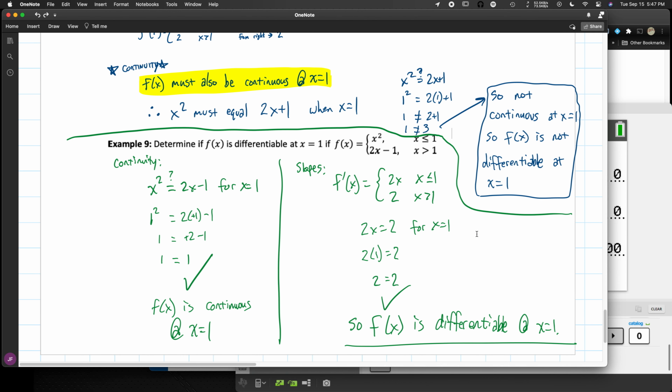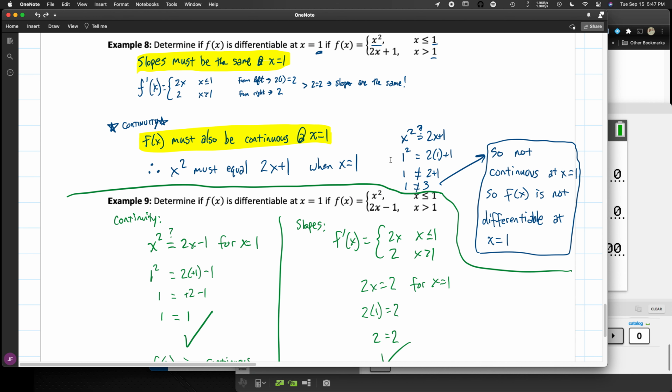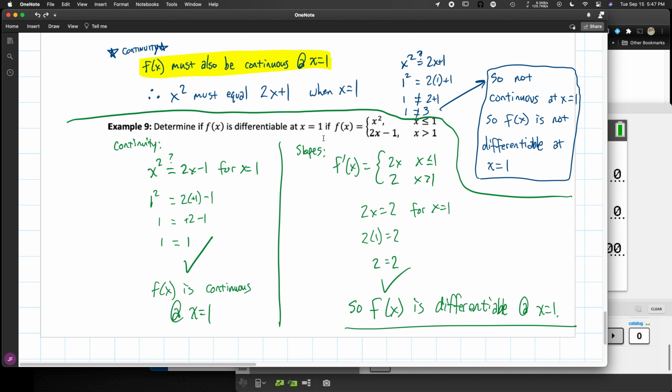All right, example 9, similar problem. We're still going at x equals 1. The only thing that changed was in the second piece, we've got 2x minus 1 instead of 2x plus 1. But let's take the same thing. Let's start with slope. The slopes for each one are actually going to be the same. The slope of x squared for any point is 2x. For 2x minus 1, the slope is 2 for any point. So they're going to line up to be 2.